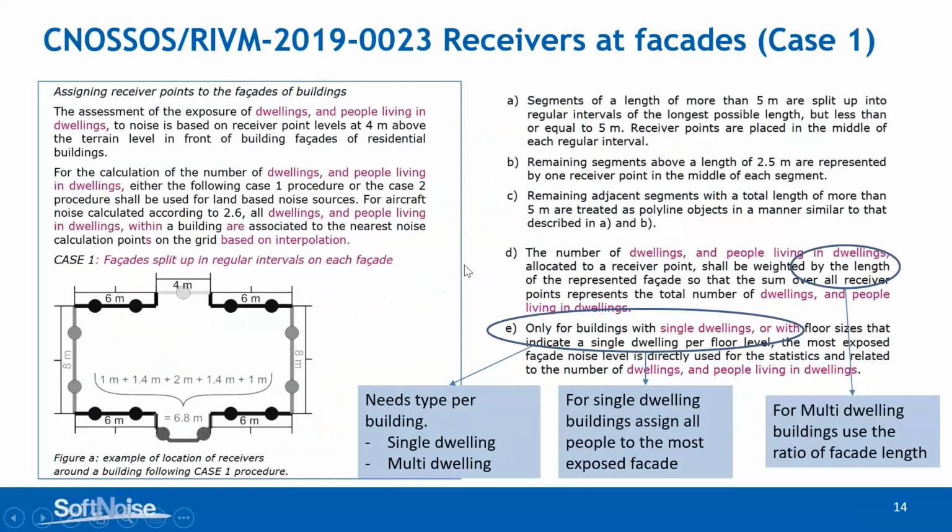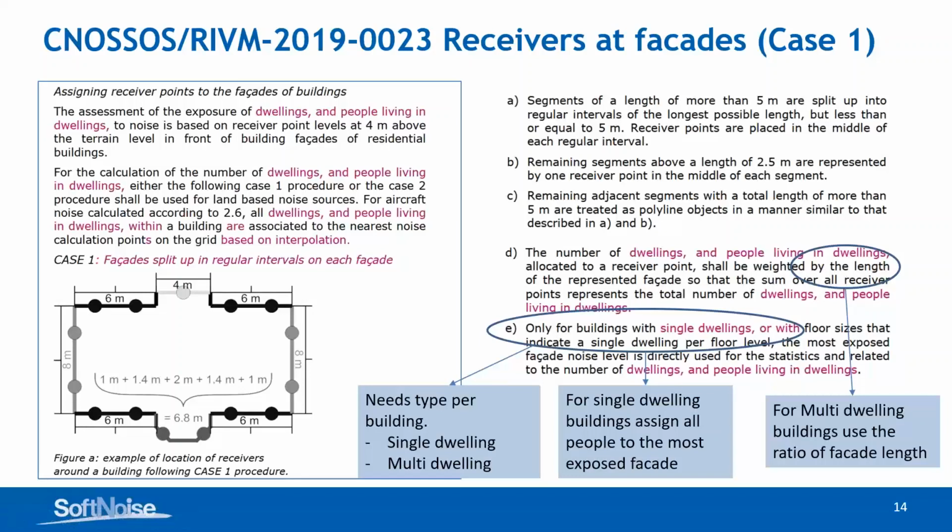I want to go into the calculation of the number of exposed people and dwellings. This is a part of the text of CNOSSOS, and in red, a proposal of the RIVM document. This is still a proposal, and it is still not final, but there's a good chance that this will become final, although you never know in Europe. What it says is that the number of dwellings and people living in dwellings allocated to a receiver point shall be weighted by the length of the represented facade.